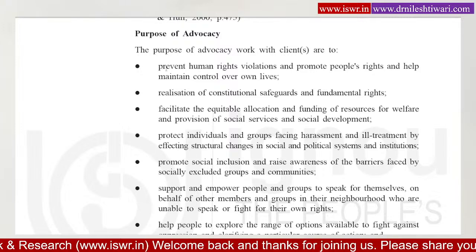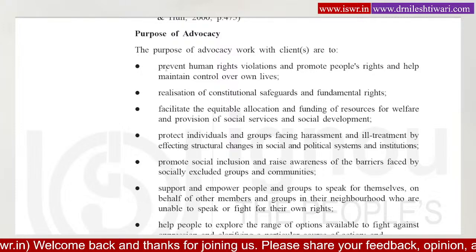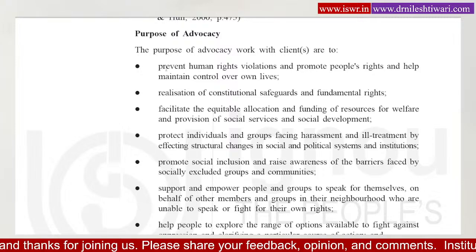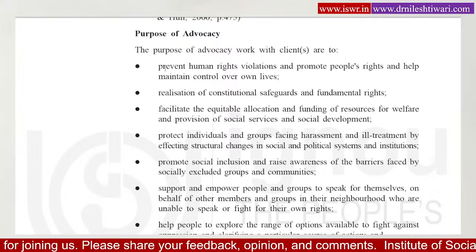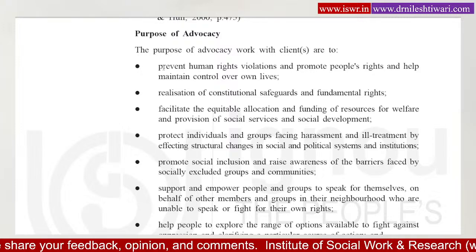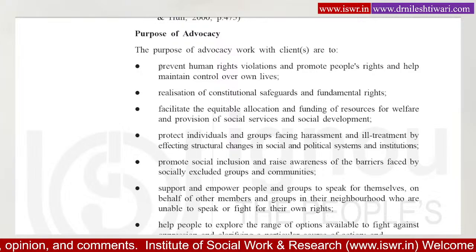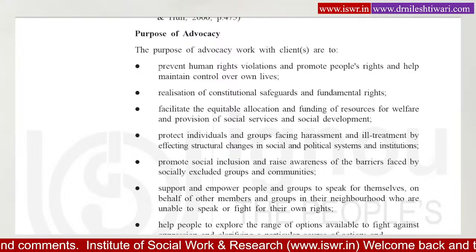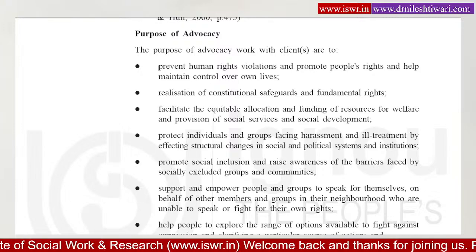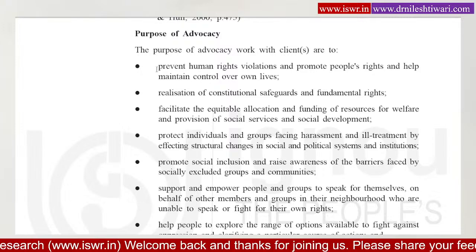The degree given by IGNOU is valued, it is accepted, it is recognized all across the world. I'm not talking about India, right? Because this is a central university having NAAC A++ accreditation. So this is one of the finest, one of the best universities in India, which is giving distance education to learners of all age groups. Fine. Now let us move ahead.